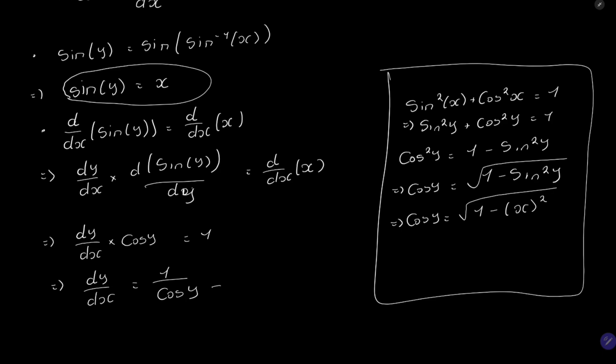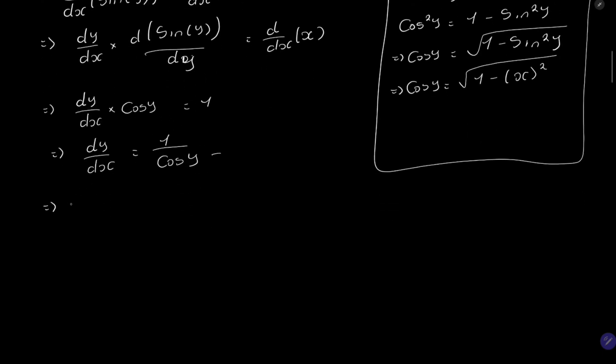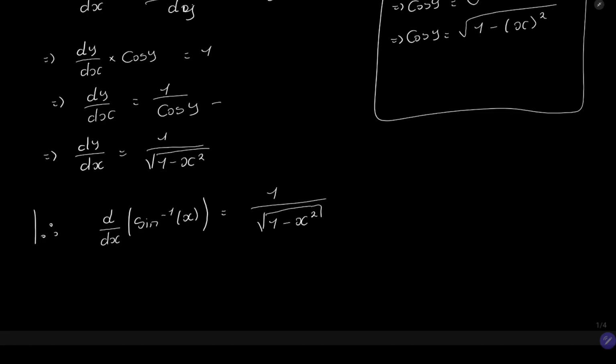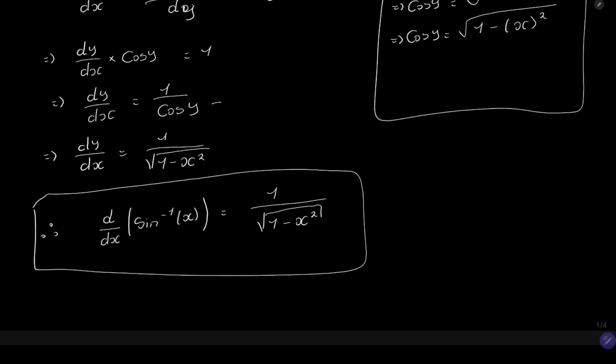So substituting this back in this equation, we have dy on the dx giving us 1 on the square root of 1 minus x squared. So we can then conclude that the derivative with respect to x of the function sine inverse of x gives us 1 on the square root of 1 minus x squared. We box or enclose our answers.